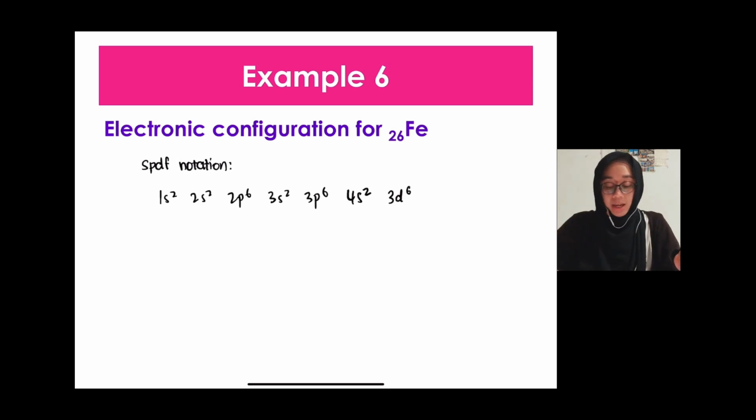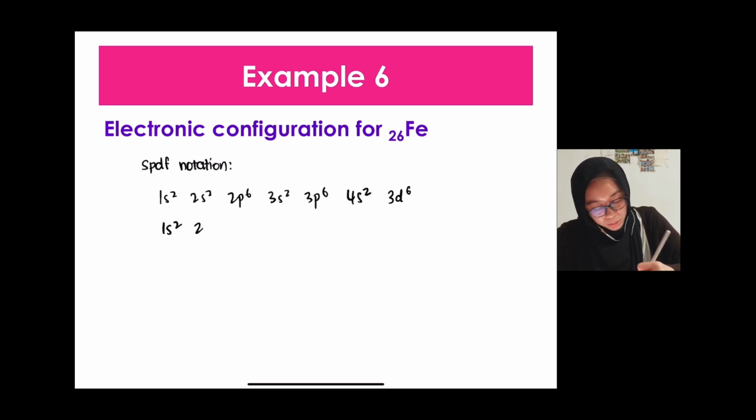3d6. Okay, tapi kamu ingat tak dekat above tadi Miss ada mention about if the 3d has been filled with electrons, so what happened? What happened is the 4s electron akan repel. Bila dia repel, 4s energy akan lagi tinggi daripada 3d punya energy. Therefore, rewrite this as SPDF notation then. Okay, so rewrite your answer.